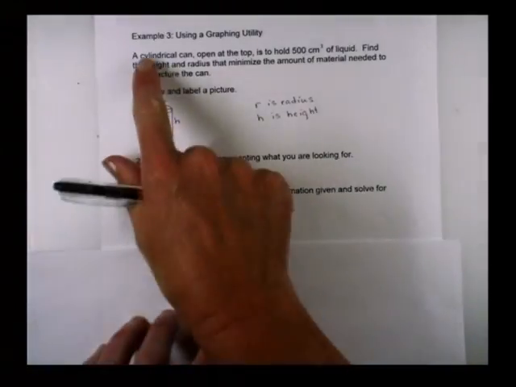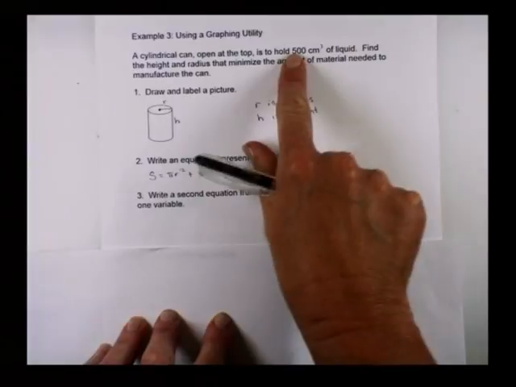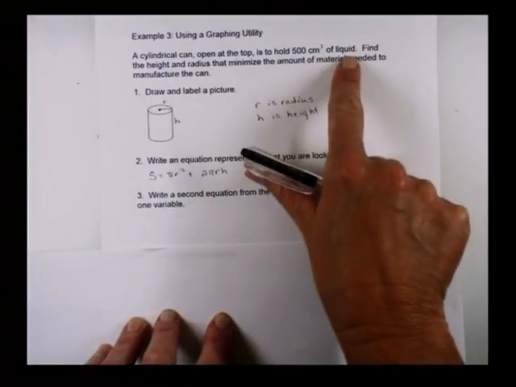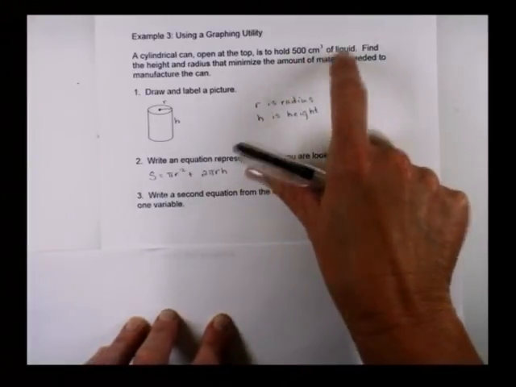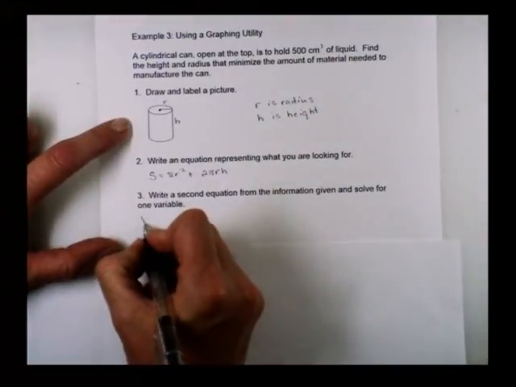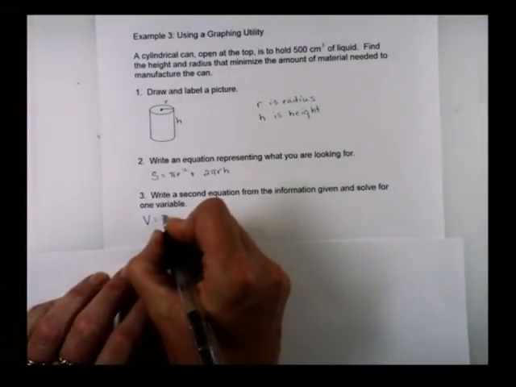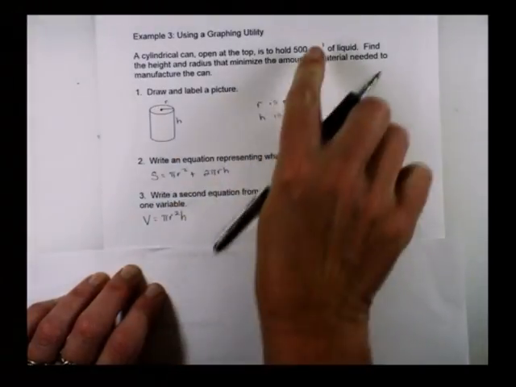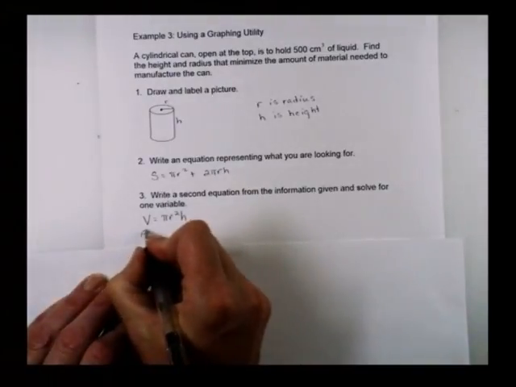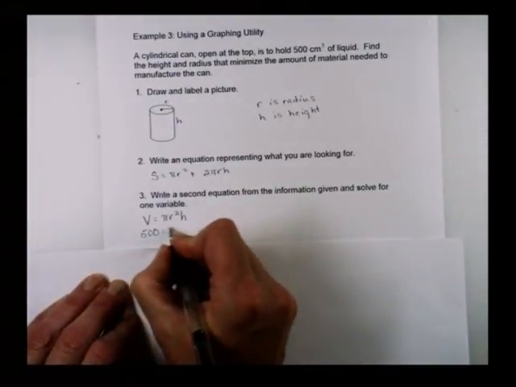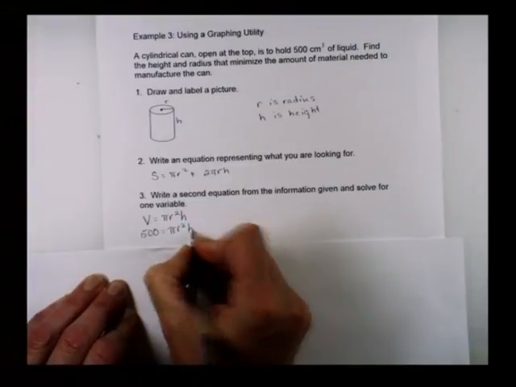Write a second equation from the information given and solve for one of the variables. Well, the other thing I know is that the can holds 500 cubic centimeters of liquid. That's volume. So I need the volume formula for a cylinder, which we had just the other day. Volume is the area of the base times the height. My base is pi r squared, and my height is h. Make your substitution. Volume is 500 equals pi r squared h.